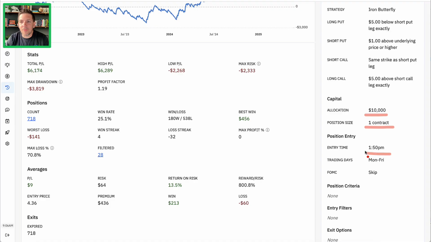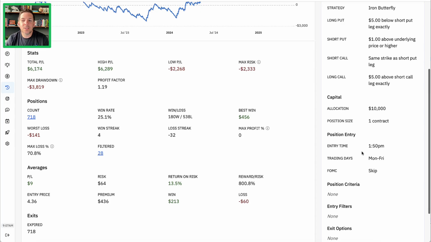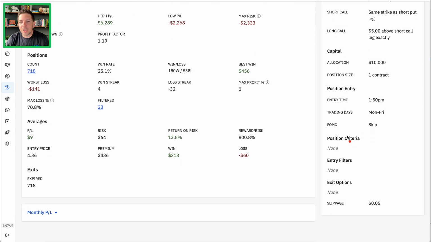Entry time is about 1:50 in the afternoon. You're doing this Monday through Friday. You're skipping FOMC crazy days because that would happen basically right at about 2 o'clock, so you're not going to do those. And then down here, you can see position criteria. This was pretty standard. We're including some slippage on exit and making sure we include that slippage in there. No entry filters, no stop loss, no profit taking, no nothing right now.